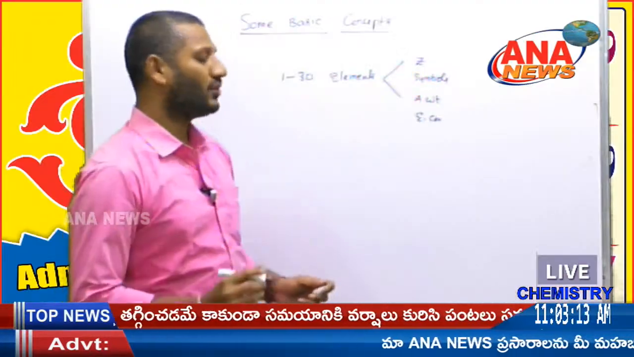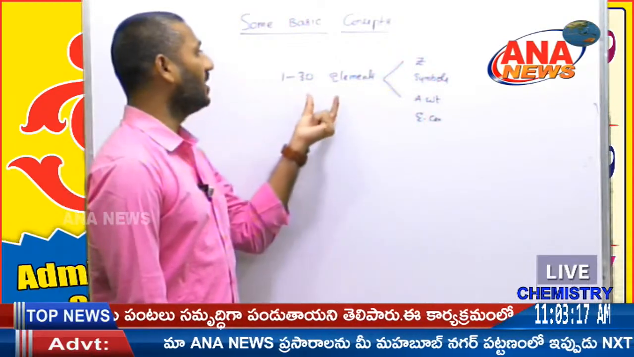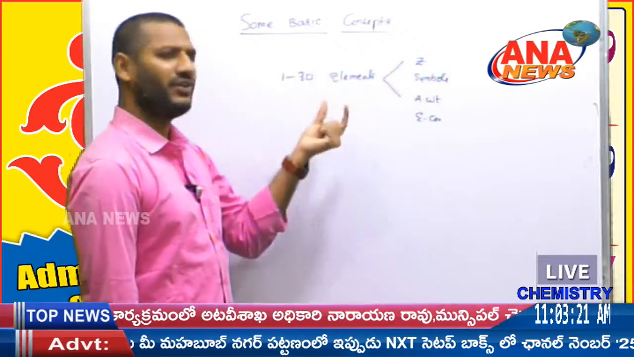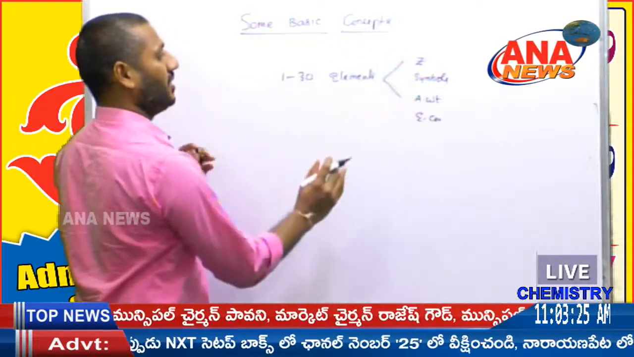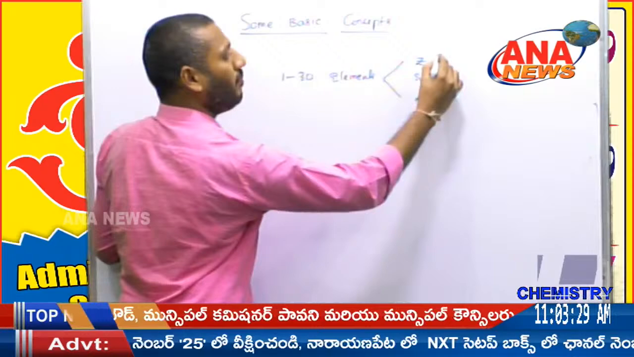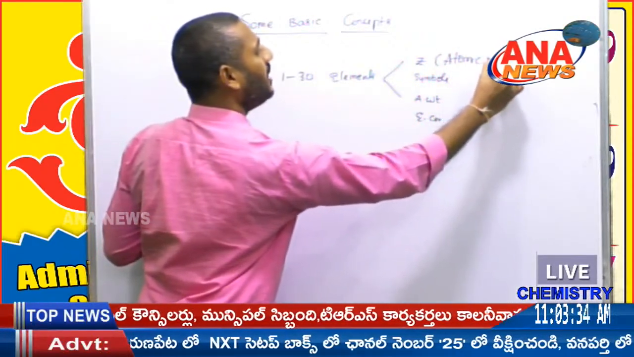So welcome back to class. Next, these are the basic concepts, very helpful to solve all the remaining basics. So these are very important basic requirements. These are needed to find the remaining concepts. So next, for elements 1 to 30, Z is equal to the atomic number. You should know at least 30 numbers.